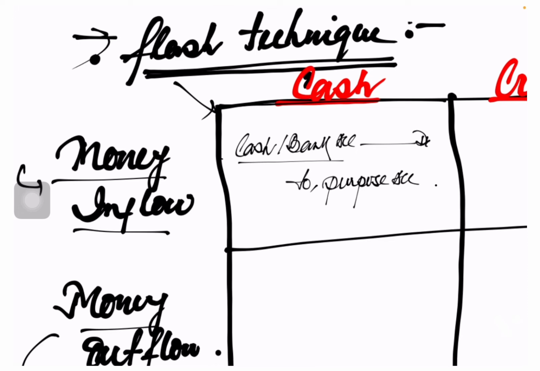And the reason why the money comes. Did you sell something? Did you get some commission? Why does the money come? Question. Why? Purpose. That particular purpose will be on the credit side. Come on, student.